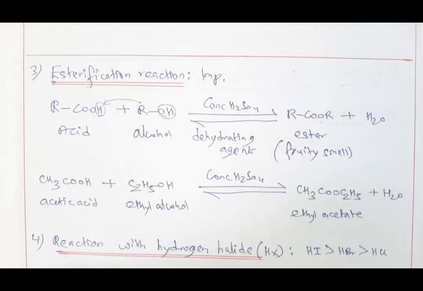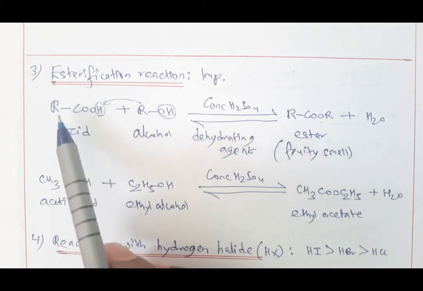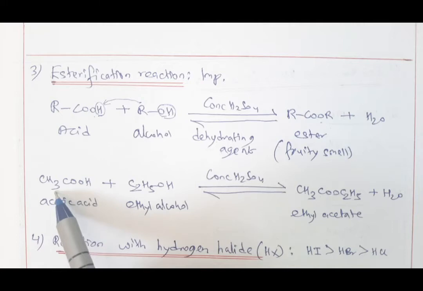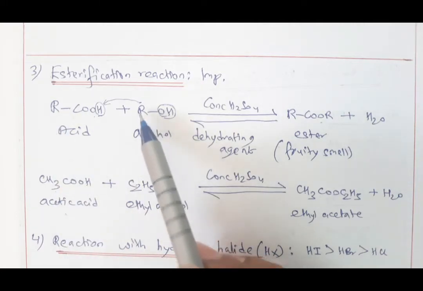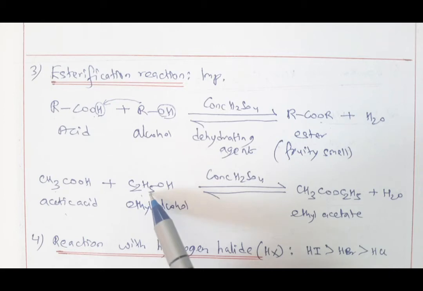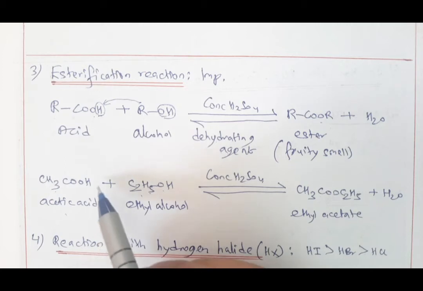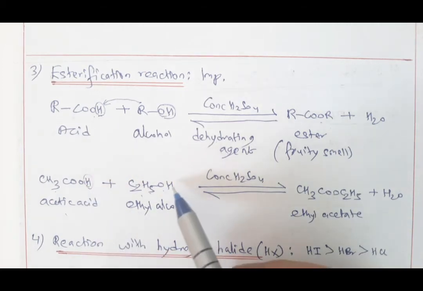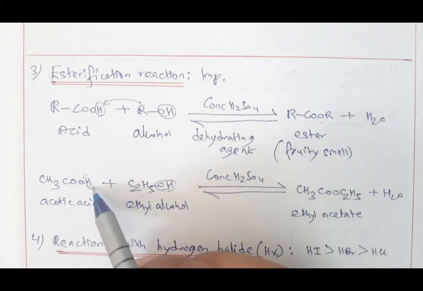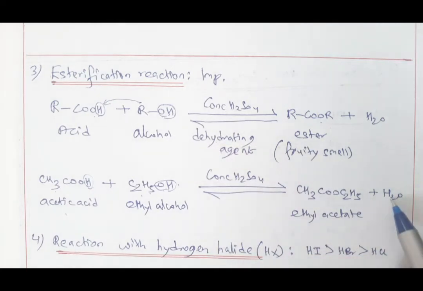Now let us see one particular example of each, students. Now R I replace with CH3. When I replace R with CH3, it becomes acetic acid, and here I am replacing R with C2H5, that is ethyl alcohol. Now again this is a dehydrating agent, so from here what will come out? H, and from here what will go out? OH. So this H and OH come out to form water.